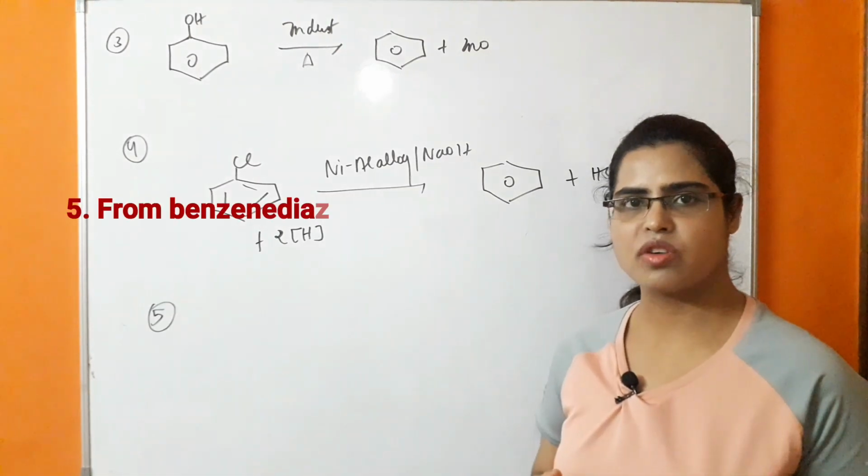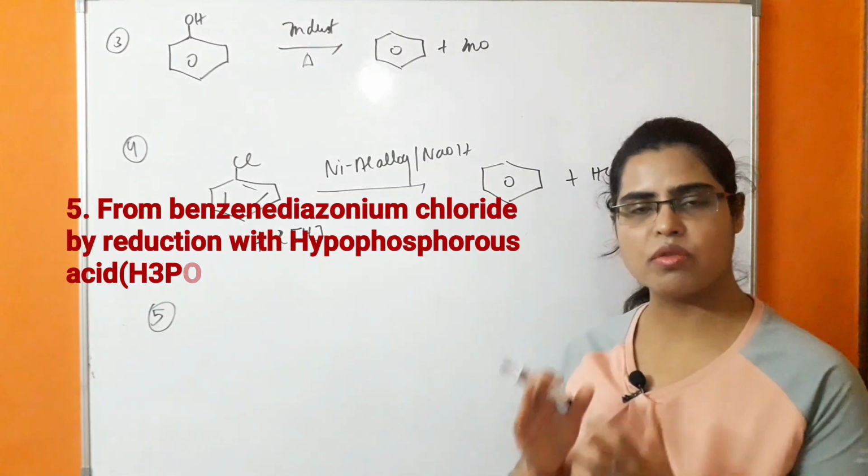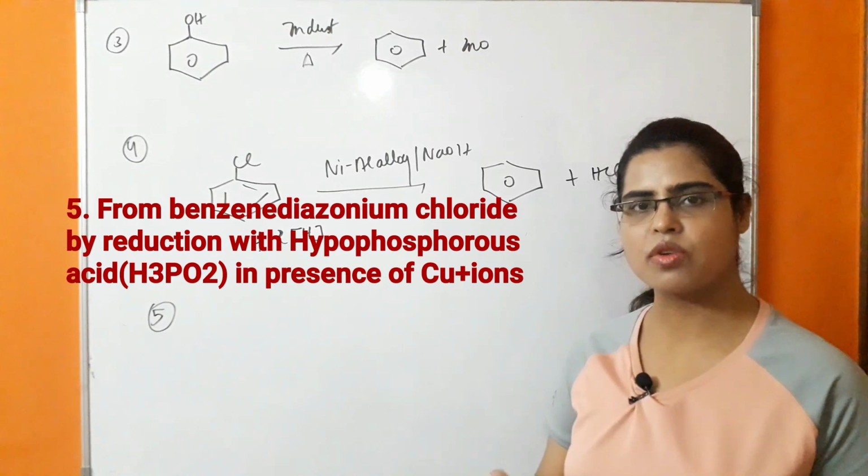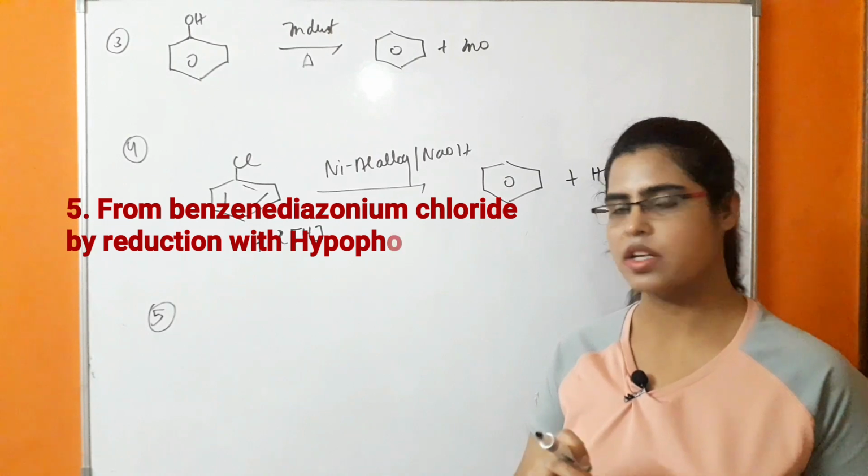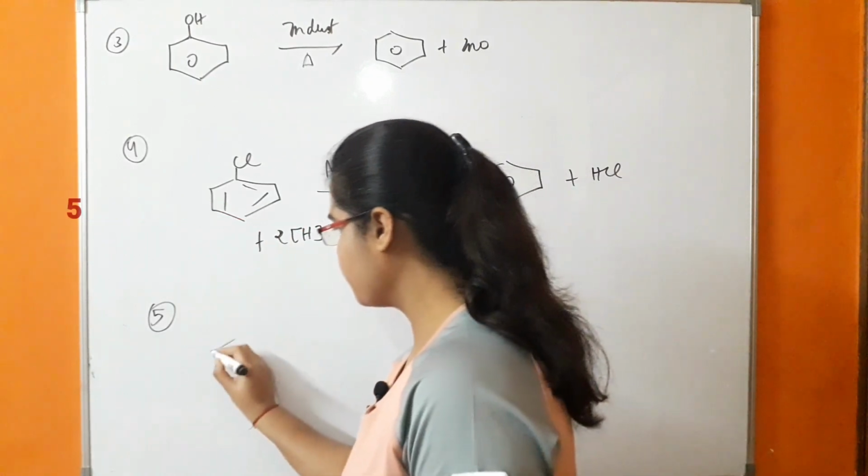Next method of preparation of benzene is from diazonium salt. So we will do the reduction of diazonium salt in the presence of hypophosphorus acid and cuprous ion. So what is happening in this case?